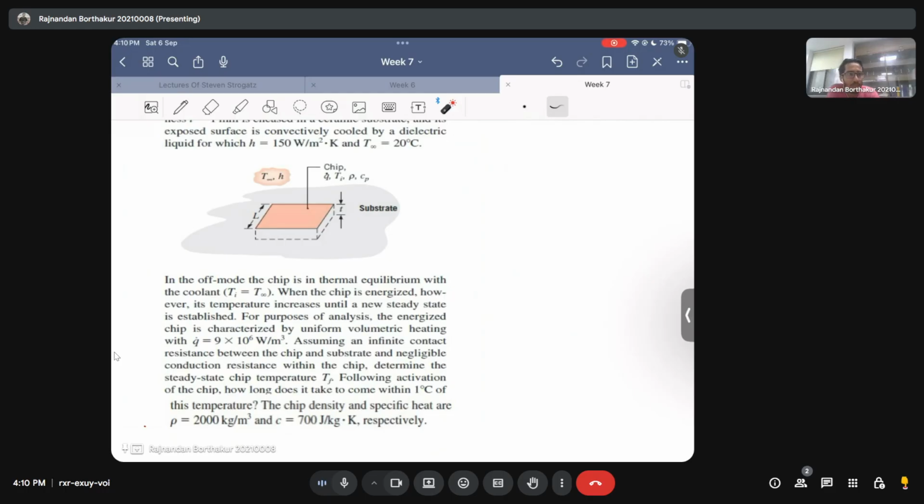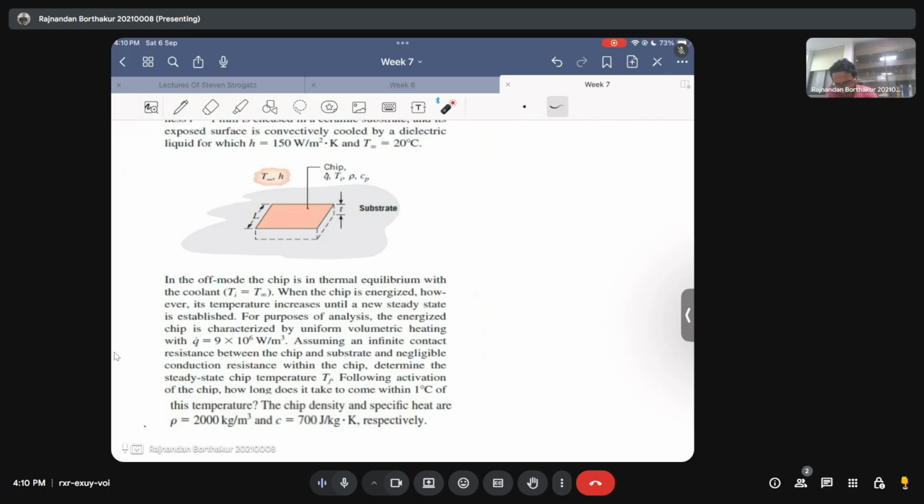For instance, there's a chip in your laptop. When the laptop is in off mode, the chip is in thermal equilibrium with the ambient, which means T_i is just equal to T infinity. But when you turn on the laptop, there is heat generation taking place, and in order to keep the temperature below its design requirement, you are cooling the chip by using a liquid, which is typically known as liquid cooling. Then you just need to find the steady state temperature that your chip reaches because of this phenomenon, and also the transient case: how much time does it take to reach within 1 degree of this steady state temperature.